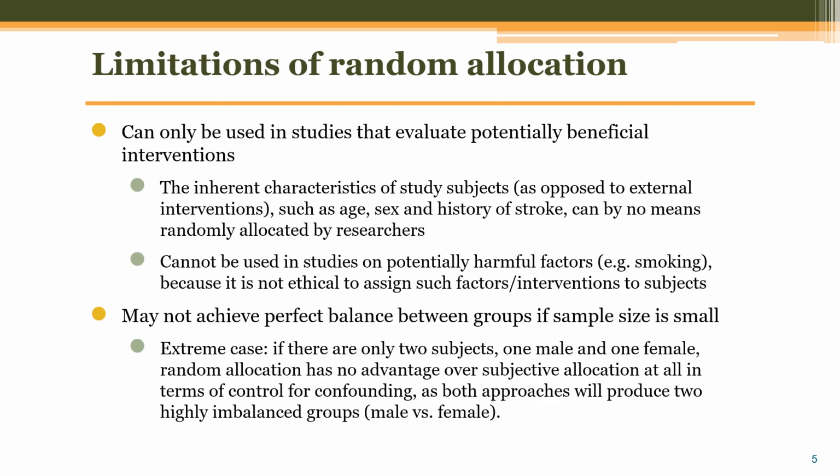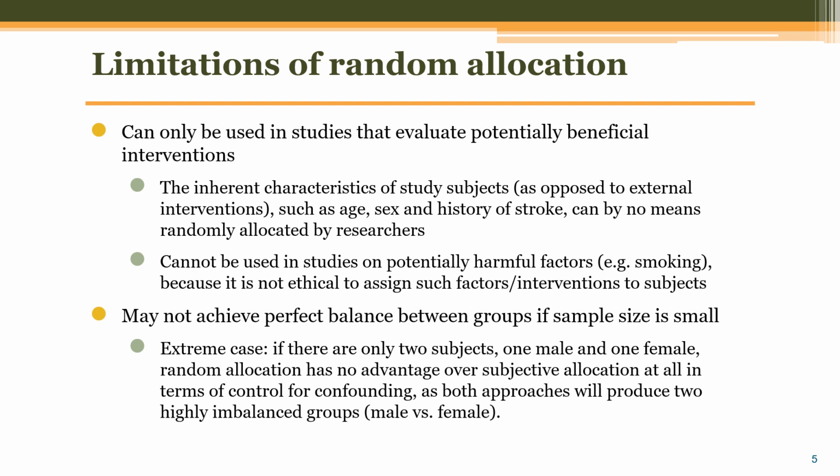and no need for using other methods to control for confounding. The limitation of random allocation is that it can only be used in studies that evaluate the effects of interventions assigned to study subjects. The inherent characteristics of study subjects, such as age, sex, and history of stroke, are fixed and can by no means be assigned or randomly allocated by researchers.